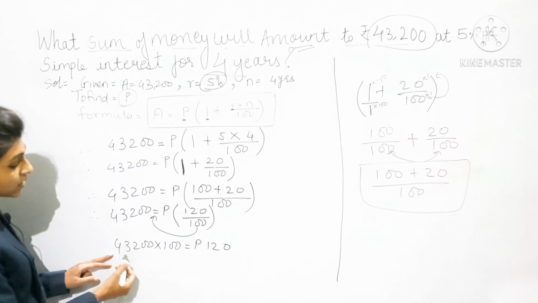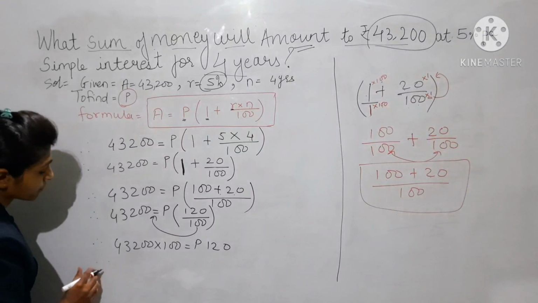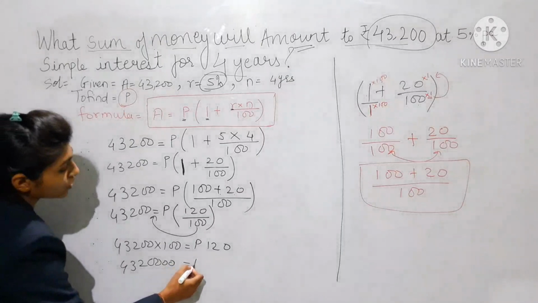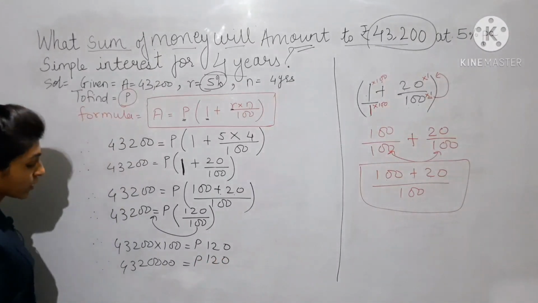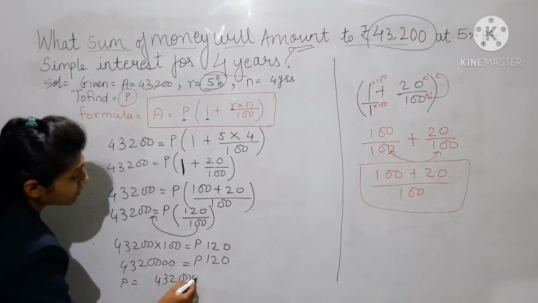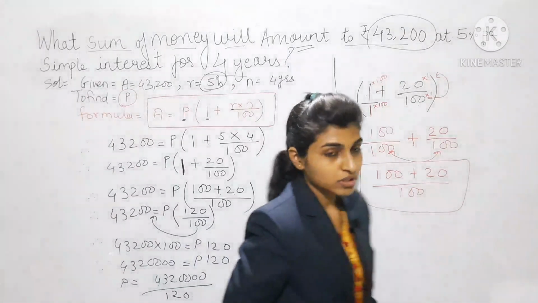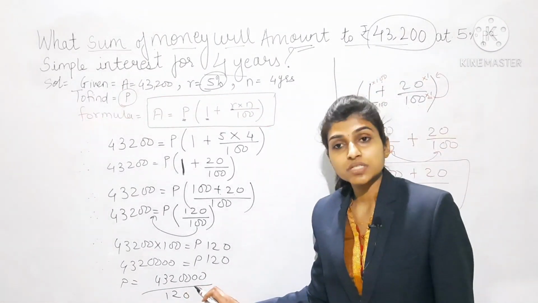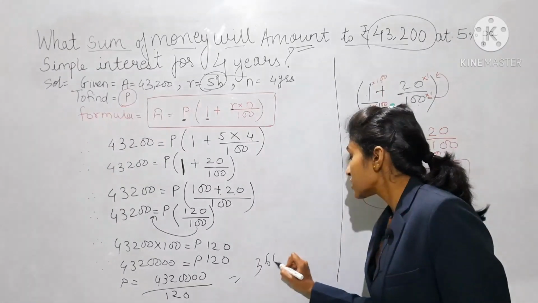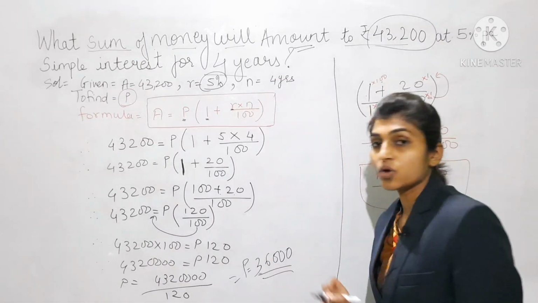So 43,200 into 100, you will get the answer 432 followed by four 0s, is equal to P into 120. So P is equal to 4320000 divided by 120. If you divide 4320000 by 120, you will get the answer 36,000. So P is equal to 36,000.